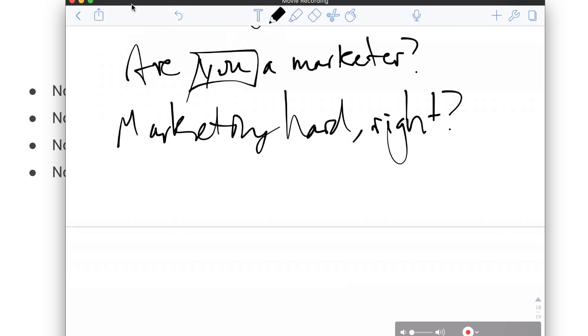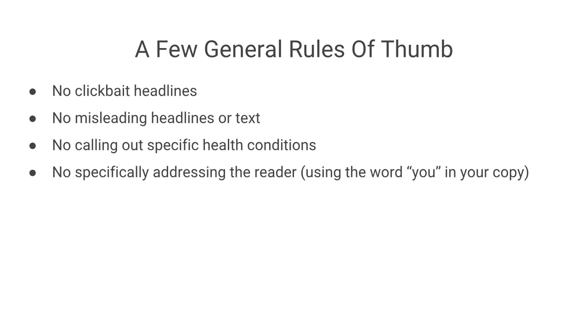See the difference there? I'm kind of saying the same thing. I'm saying, are you a marketer, or marketing is hard, right? I'm kind of saying the same thing, but I'm not using the word you. I'm not specifically calling out the reader in this second sentence. And so this second sentence would be within the Facebook advertising policies.